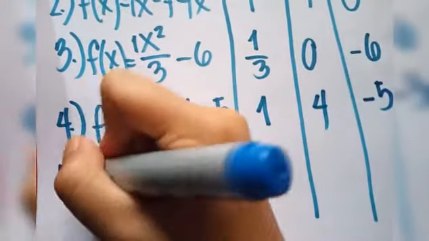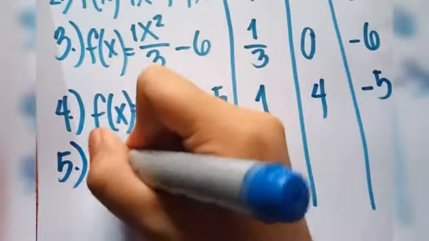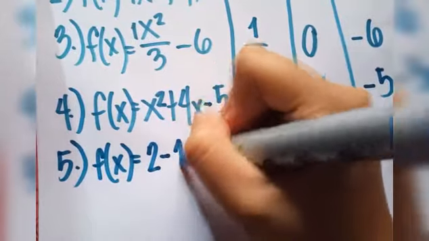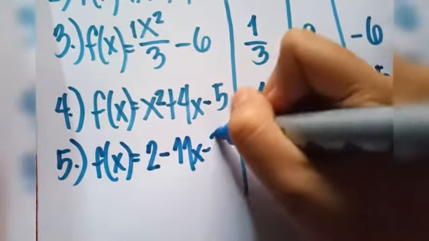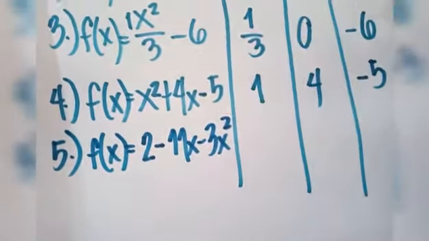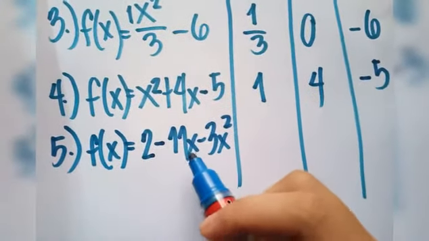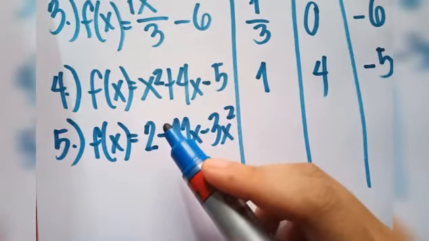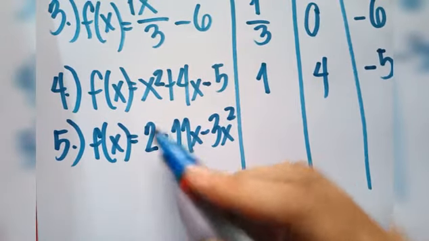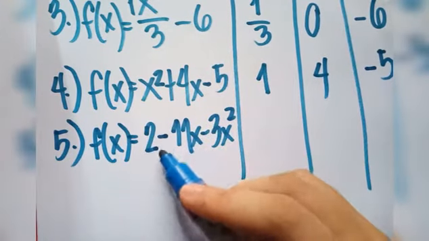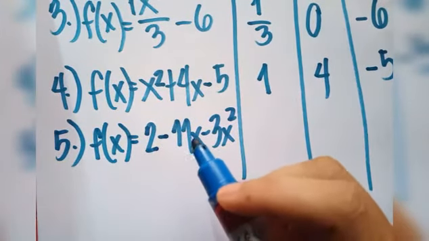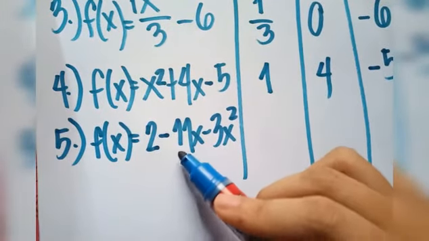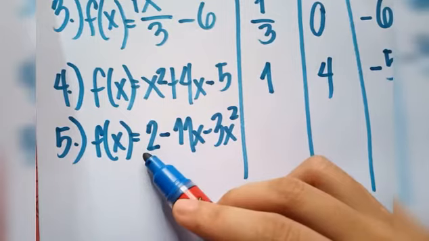Then, we have the last one, which is we have f of x is equal to 2 minus 11x minus 3x squared. So, dito, nabali-baliktad lang yung ating mga terms. Pero, complete pa rin siya or ito ay complete function or complete quadratic function. Pero, hindi lang siya naka-arrange into descending order. So, ito pa rin yung ating magiging quadratic term dito. Ito yung ating linear term. Then, ito yung ating constant.